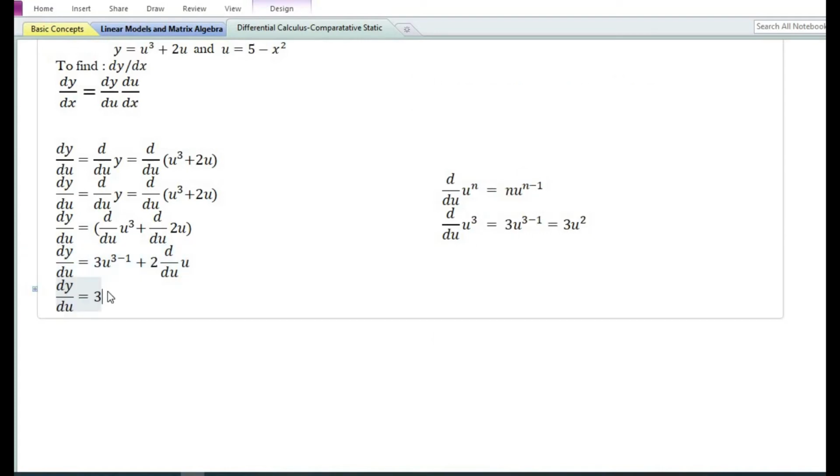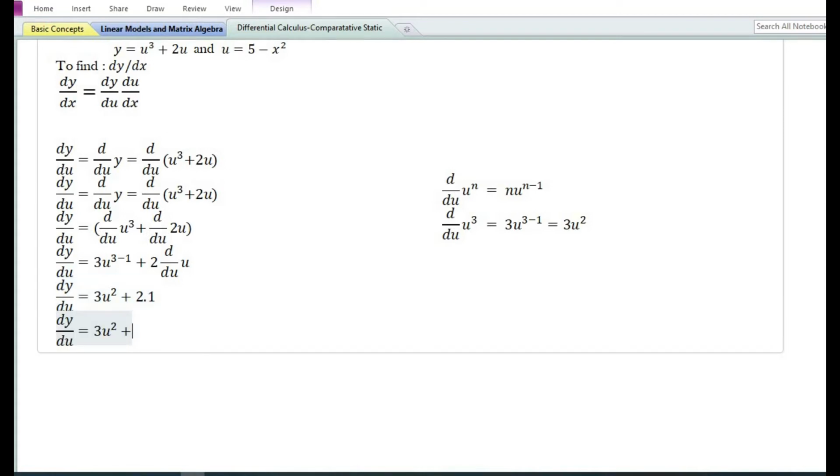u to the power 3 minus 1 is equal to u to the power 2, or u square, plus the derivative with respect to u of u is equal to 1. 2 times 1 equals 2. So the derivative of y with respect to u is equal to 3u square plus 2.